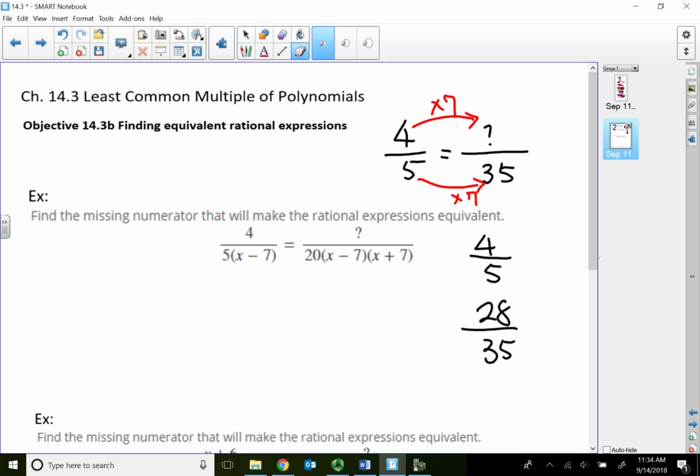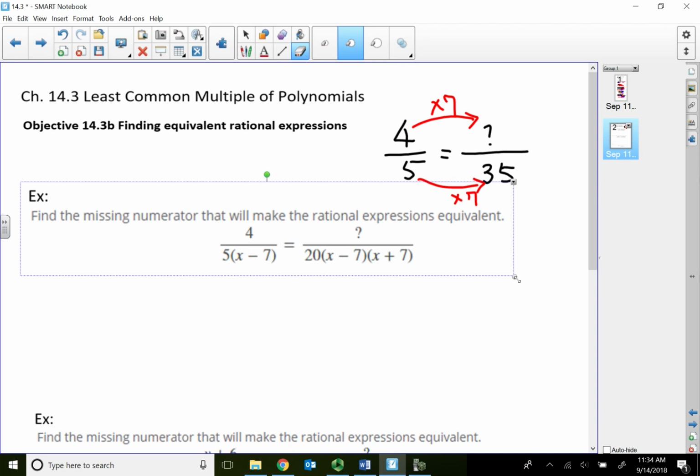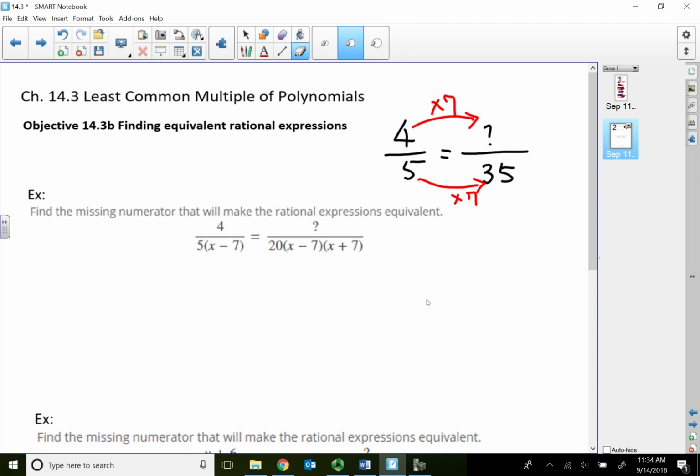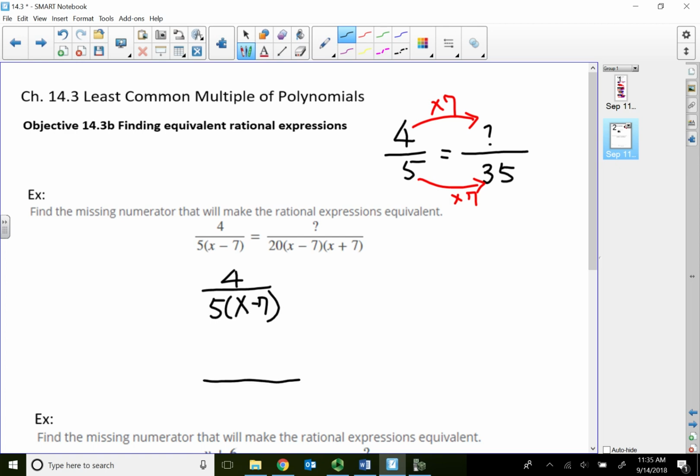We're going to do pretty much exactly the same thing, just using polynomials. But I'm going to demonstrate this slightly differently. As a matter of fact, I'm going to rewrite some of these problems. Let's pretend 4 over 5 times x minus 7 is my original denominator. And now my least common denominator is 20 times x minus 7 times x plus 7.